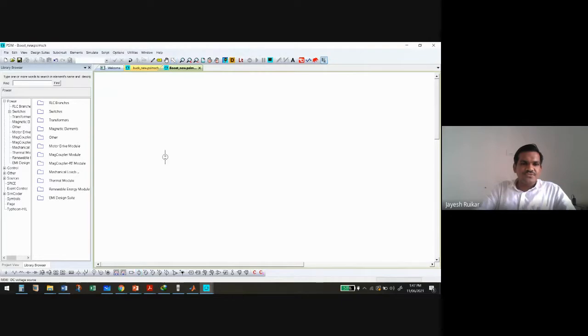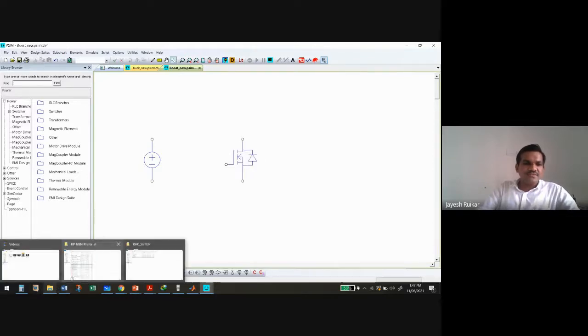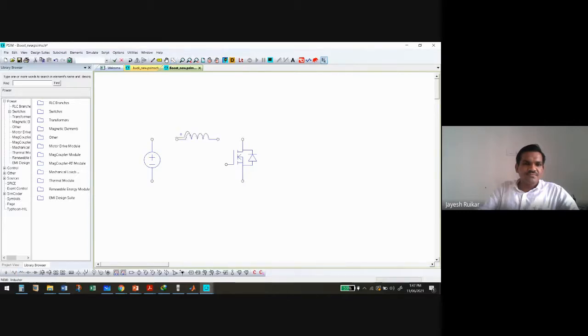We need a voltage source. This is the voltage source we have. Then we need a MOSFET, then an inductor, then a diode, a capacitor, and then a resistor. Then we can make the connections.